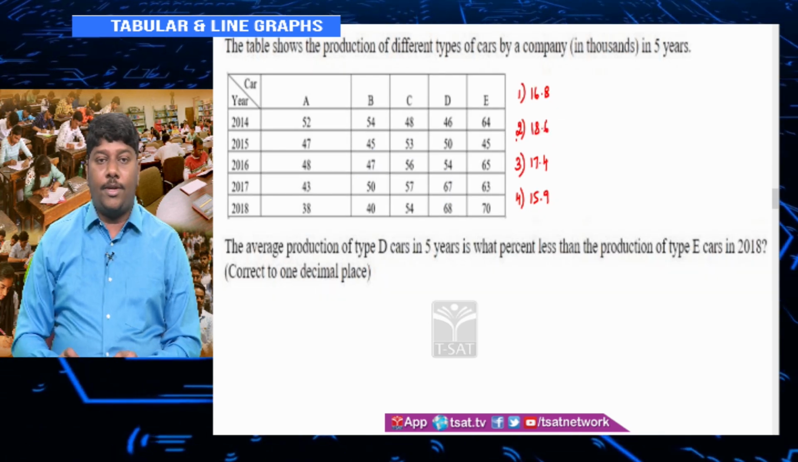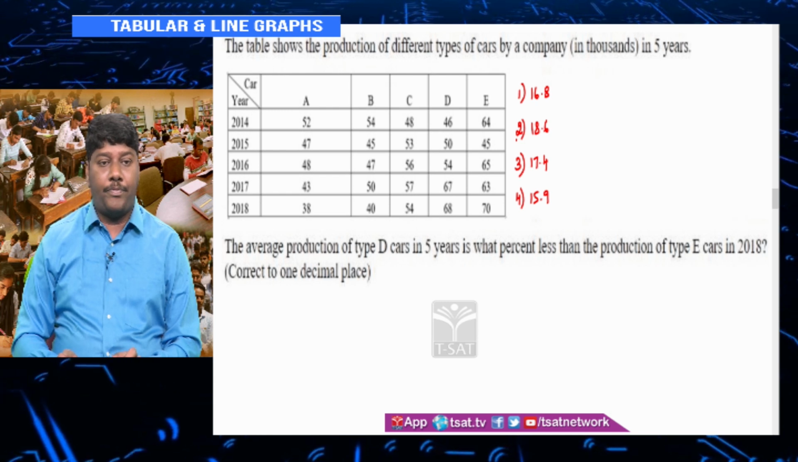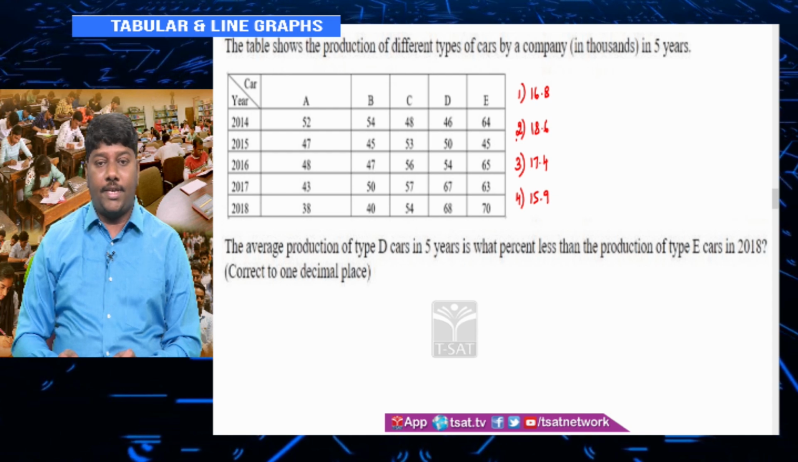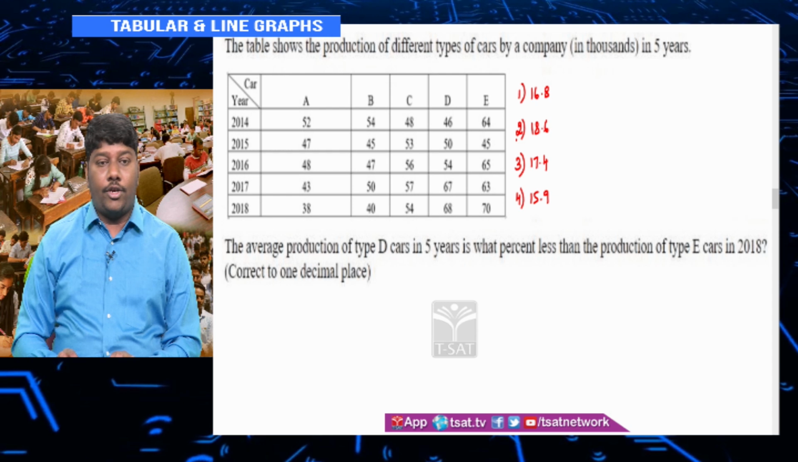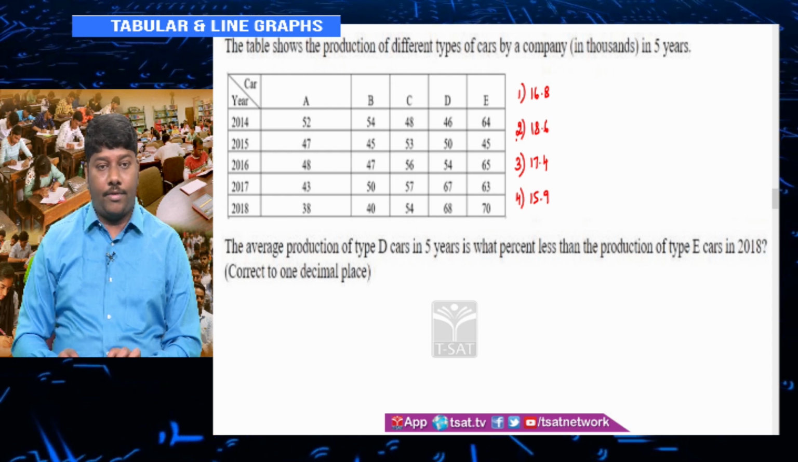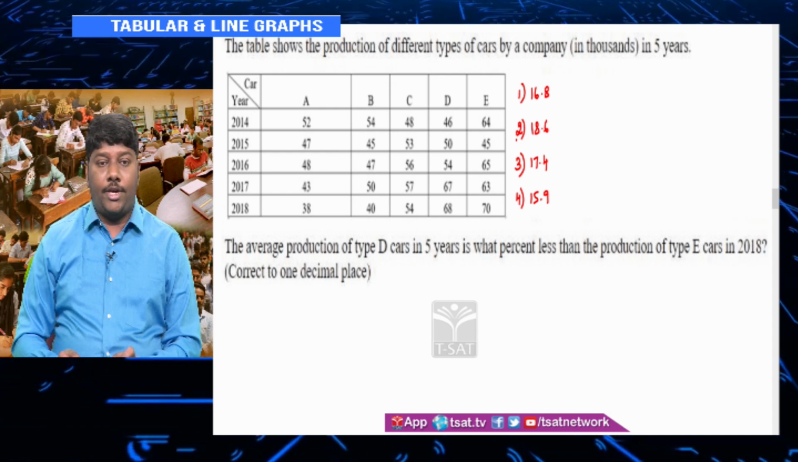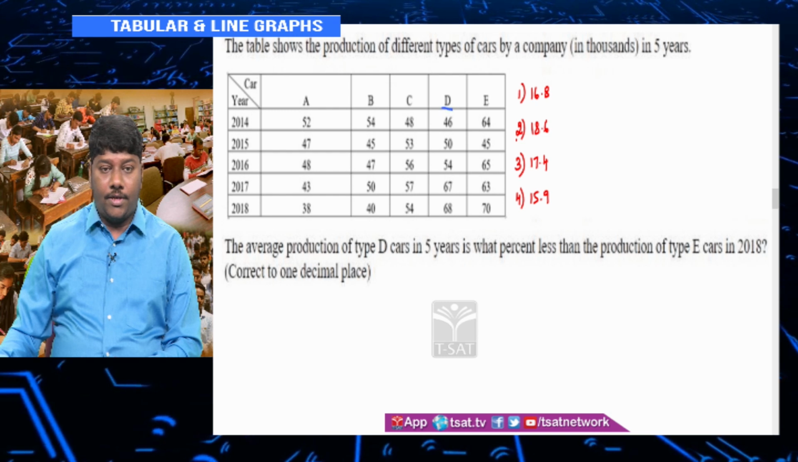The table shows the production of different types of cards by a company. Again, it is the same thing. The average production of type D cards in 5 years is what percent less than the production of type E cards in 2018? Correct to 1 decimal place. You have to write it to 1 decimal place. So see here, the average production of D in all 5 years. So D in all 5 years you have to take.